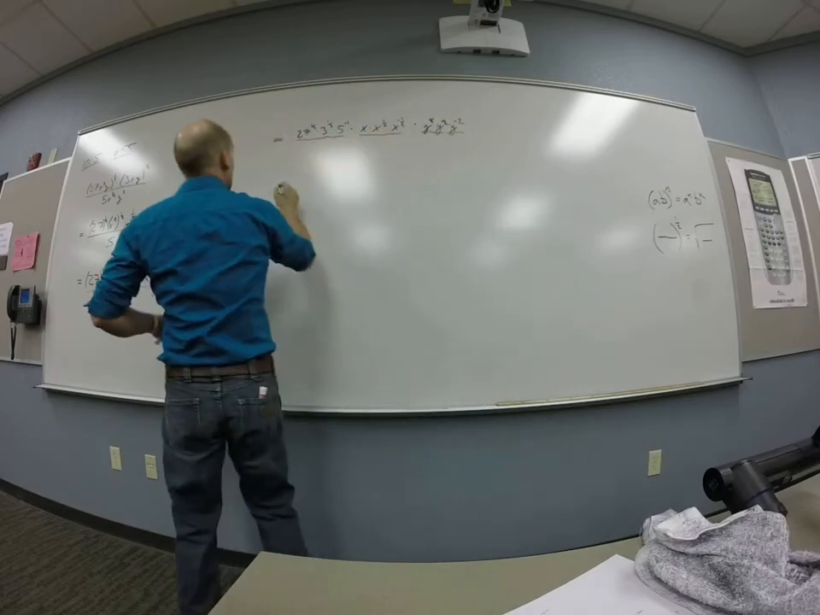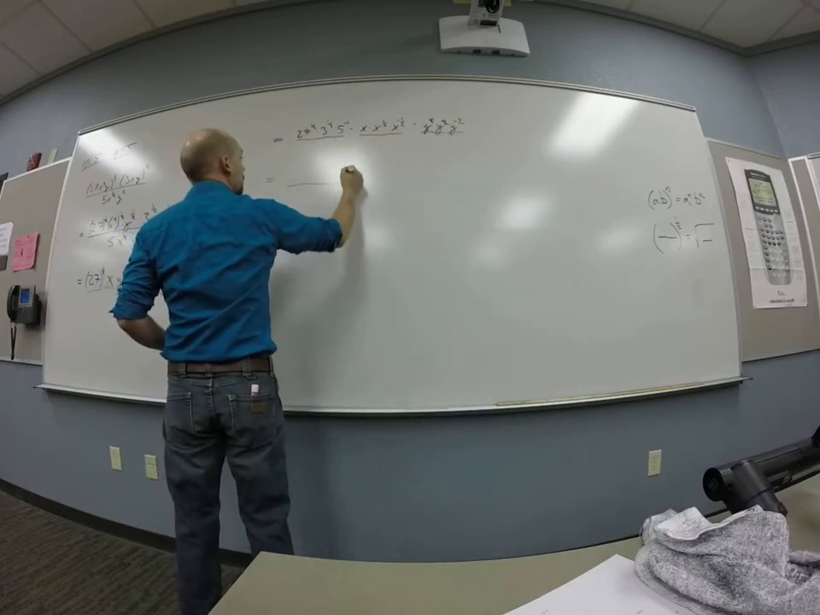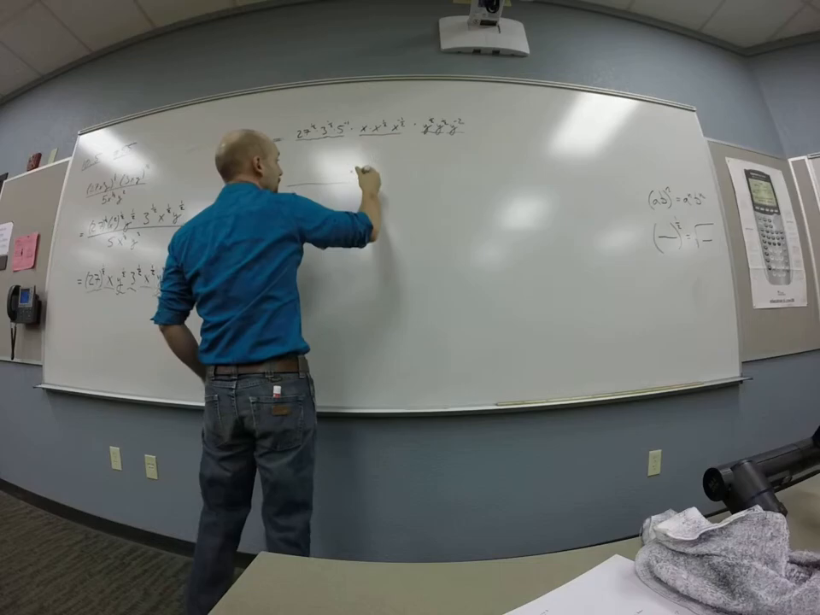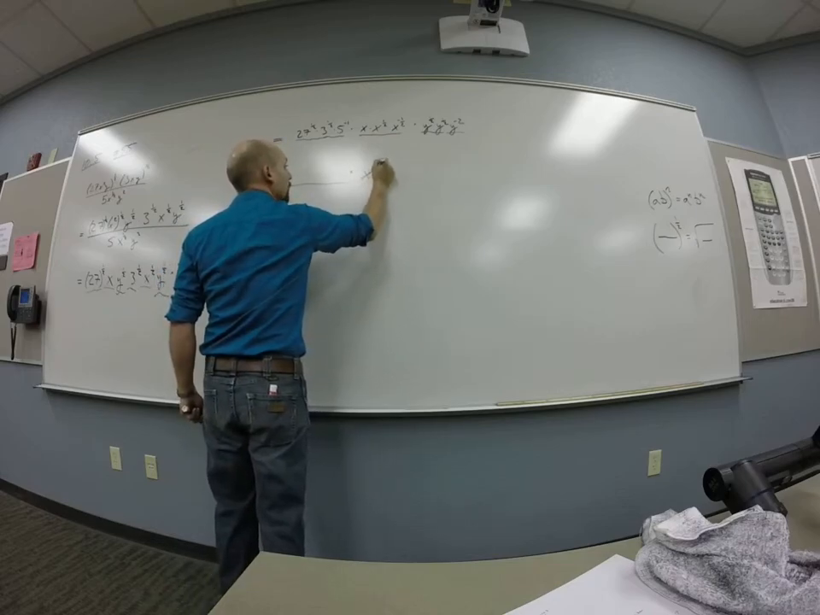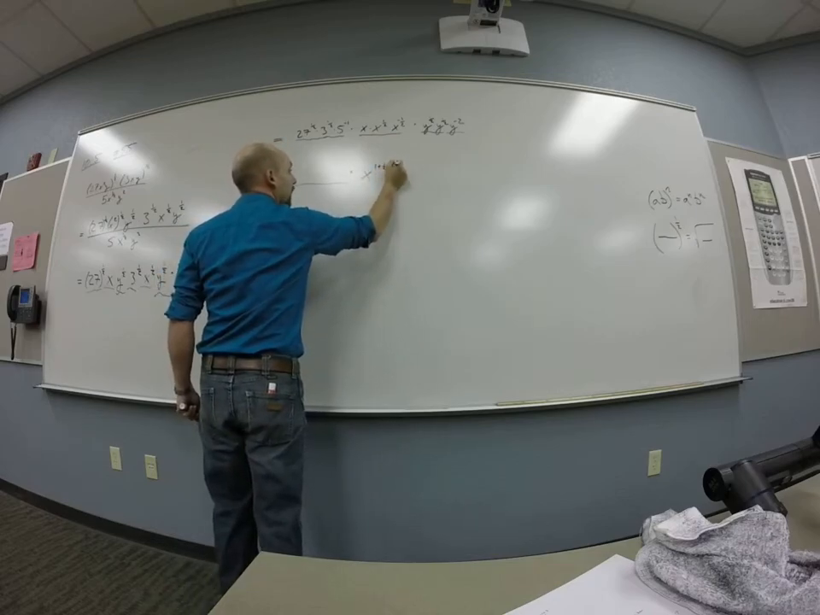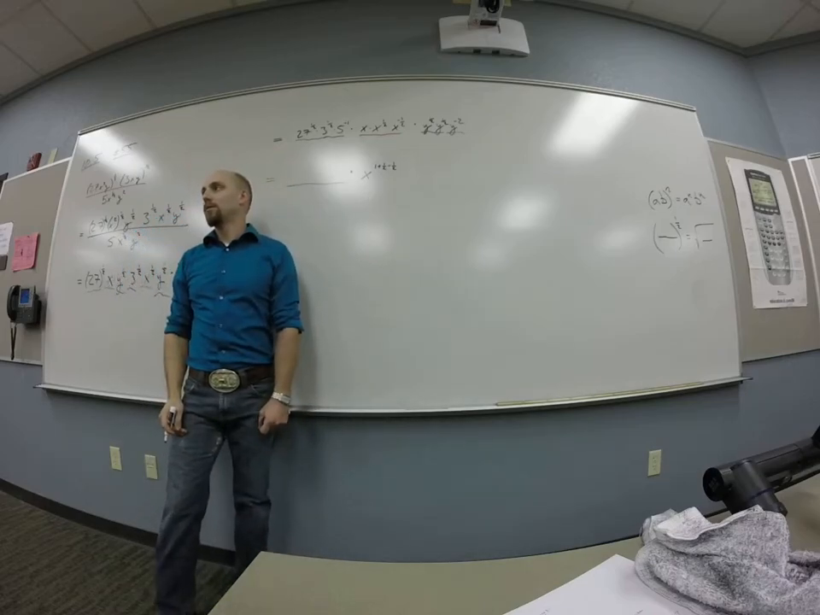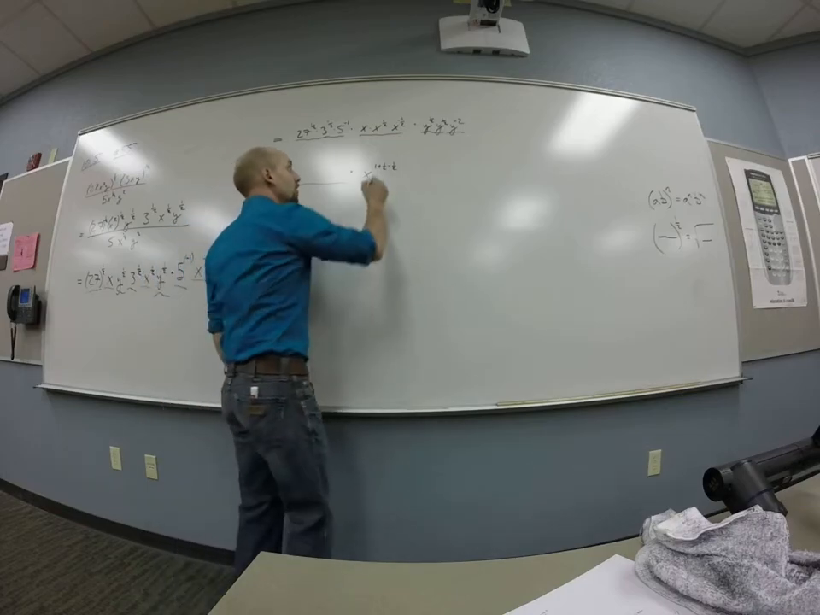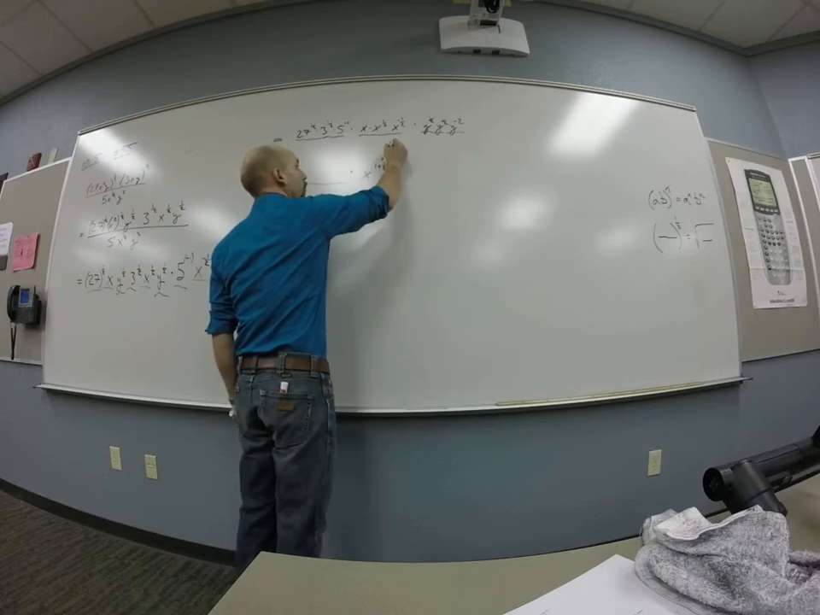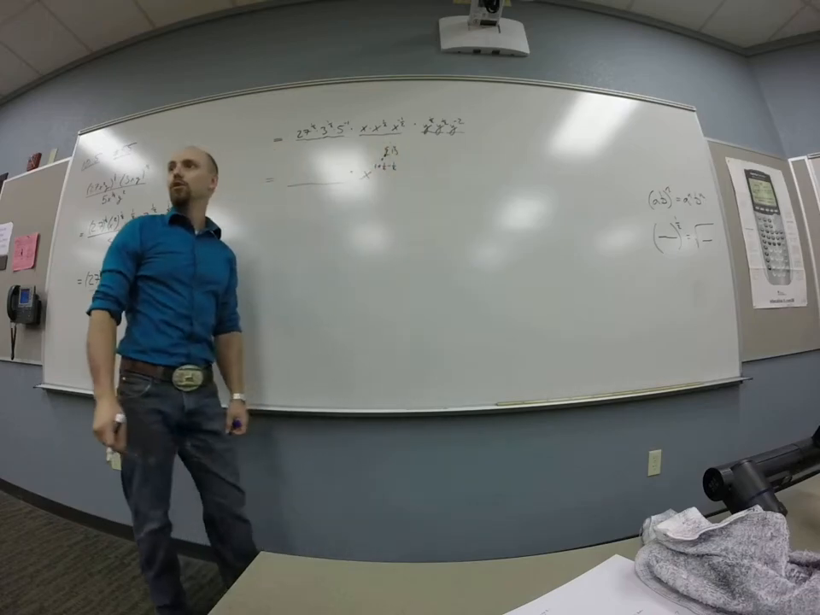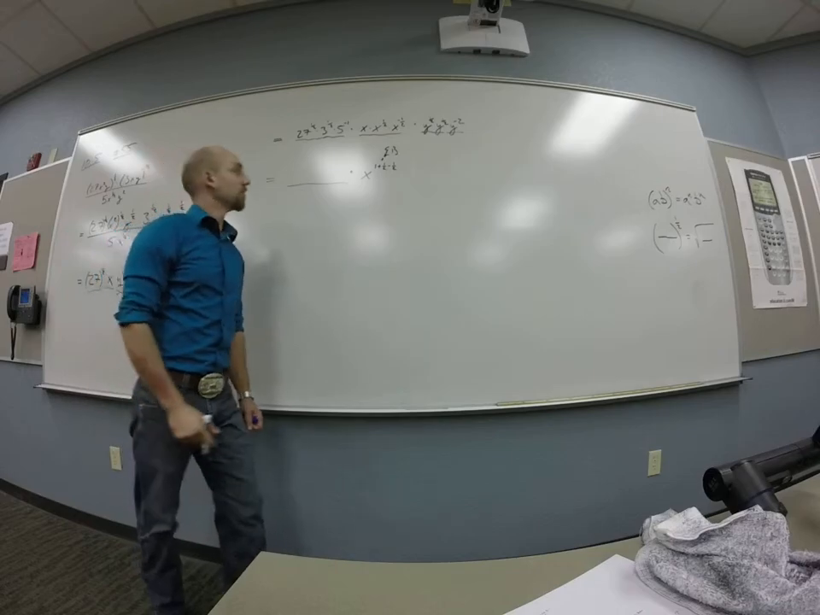Out of this, we'll deal with the numbers in a second. The x's are x to the 1 plus a half minus a half. What's 1 plus a half minus a half? 1. So it's just going to be x.